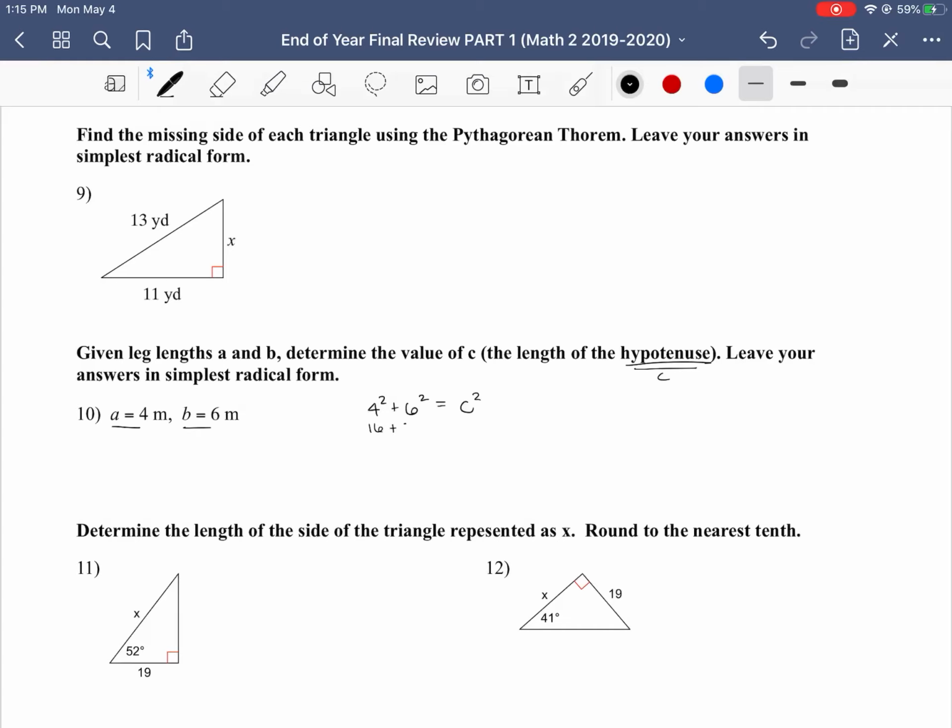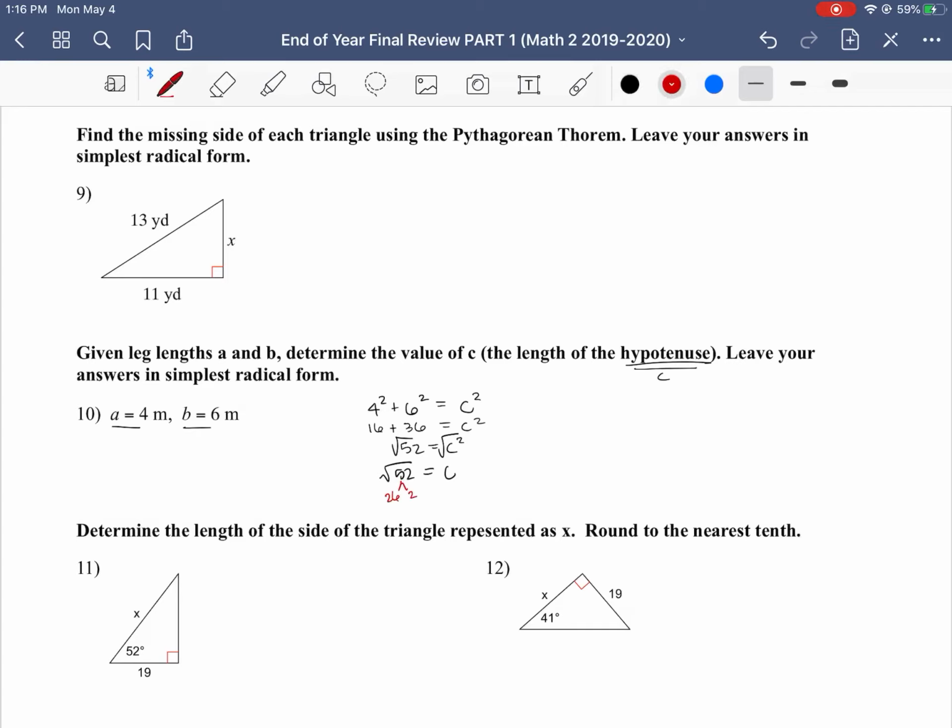And then we simplify, right? 16 plus 36 is equal to c squared. If we add 16 and 36, we end up with 52. And then if we're solving for c to undo a squared, right, we square root. So we get c is equal to the square root of 52. Now it asks us to leave it in simplest radical form right here, which means we don't write that as a decimal. We just break that down with our little factor tree.